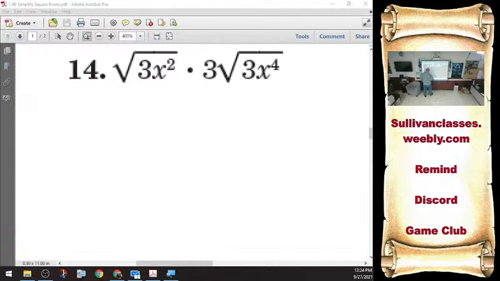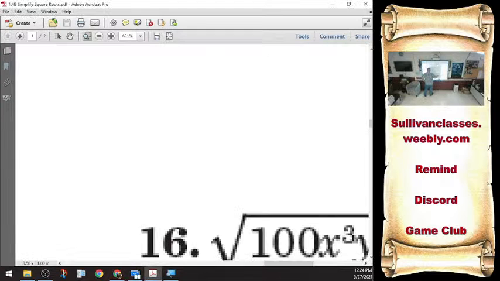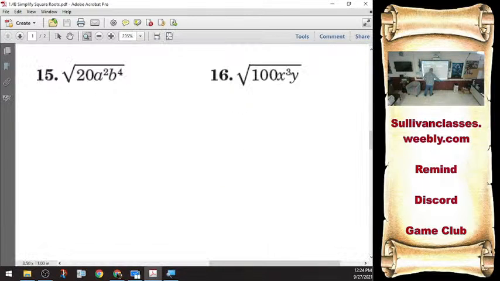And we put it all together. Oh, wait, back up. You know what? I want you to try this one. Can you break up 20 like we were doing last time? And then the variables are both even exponents. So you just cut them in half and bring them outside. Try it. Nice small number.